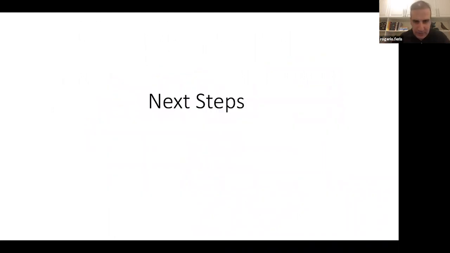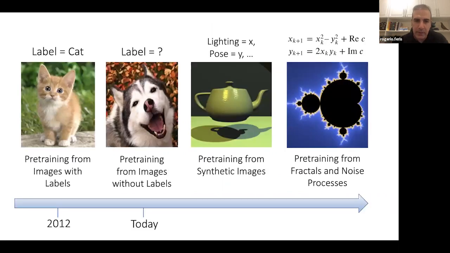So let me just briefly, before concluding, cover some of the next steps that we are currently working on along this line of leveraging synthetic data for pre-training. The way that we see the field evolving is we got in 2012 this breakthrough with ImageNet, and then pre-training from ImageNet became the go-to approach. So pre-training from labeled data. Today, there is a lot of excitement about self-supervised learning, which means pre-training with unlabeled data.